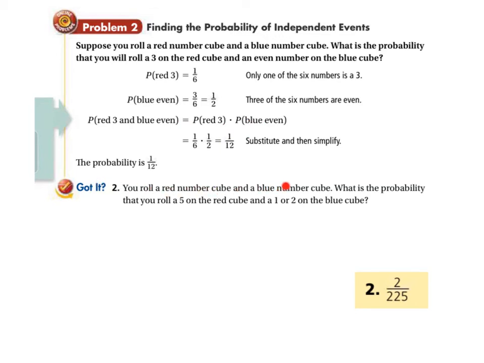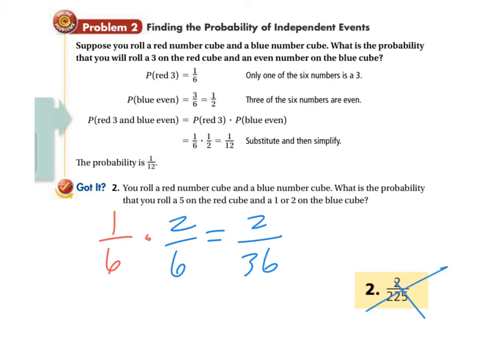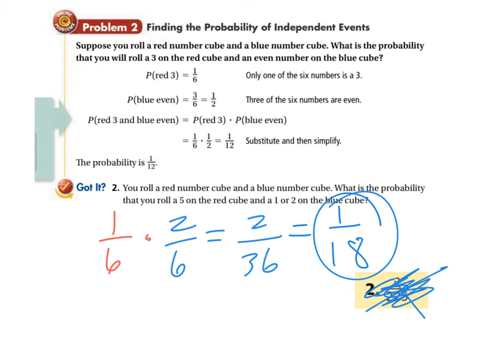Let's say you roll a red number cube and a blue number cube again. What is the probability that you roll a 5 on the red and a 1 or 2 on the blue? So we have probability of 5 on the red. Well, that's 1 out of 6. And then a 1 or 2 on the blue, so there's 2 out of the 6 there. And again, remember those don't affect each other at all. So 1 times 2 is 2, and 6 times 6 is 36. So yeah, I was just looking at the bottom here, and that's definitely not right. That reduces to 1/18. So anyway, there you go. That's definitely the better answer. That's not correct.